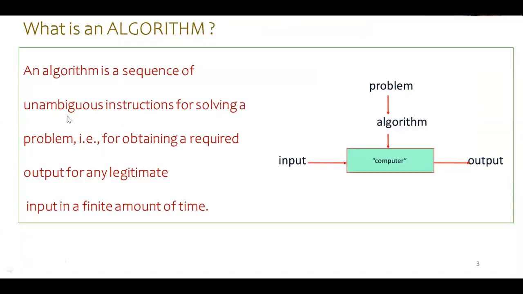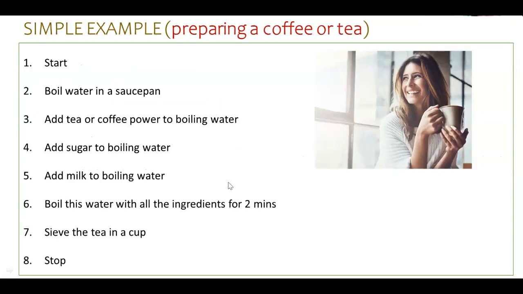So that is the unambiguous instruction, right? It is going to solve your problem, and it will give you some required output in a legitimate time. What do you mean by a legitimate time? You have to prepare tea or coffee within 5 minutes or within 10 minutes. That is a legitimate time. We cannot do anything for an infinite time. So that must be in your algorithm, and it will take a finite input, right?